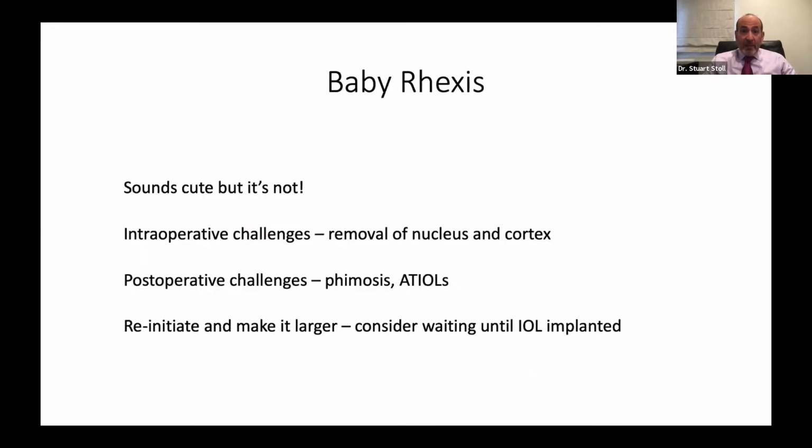Let's talk about the baby rhexis. It sounds cute, but it certainly is not. It creates intraoperative challenges like removal of the nucleus and cortex. It's going to put stress on the zonules. And post-operatively, it's going to create challenges like phimosis of the anterior capsule and really cause a problem with the advanced technology IOLs. So you want to be able to reinitiate it and make it larger. And if you can get through the case safely, you might want to consider waiting until the IOL has been implanted, because then there's obviously less risk.